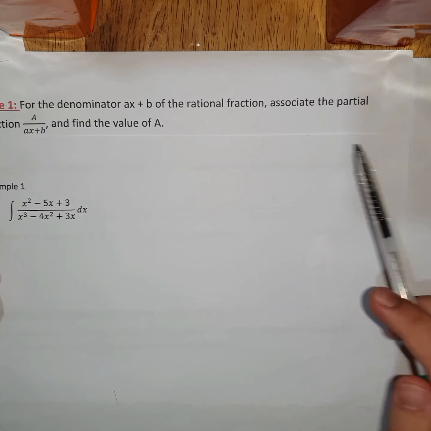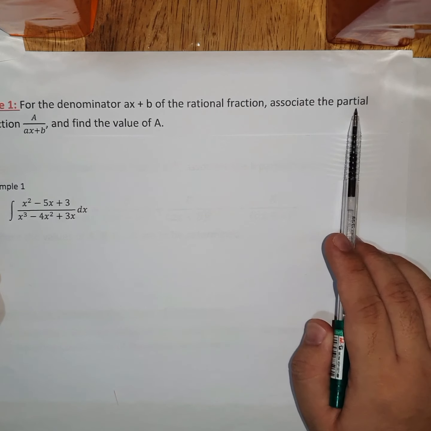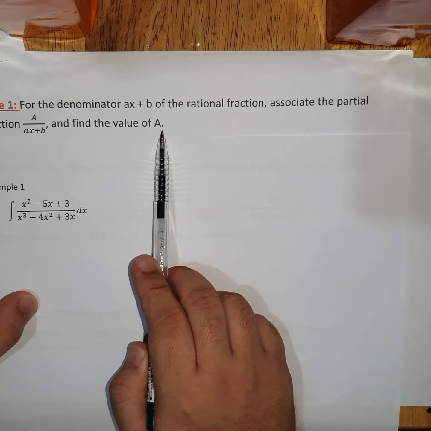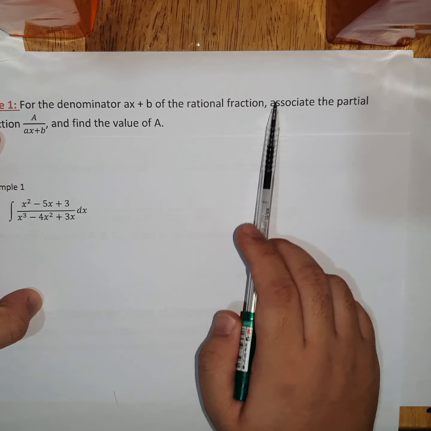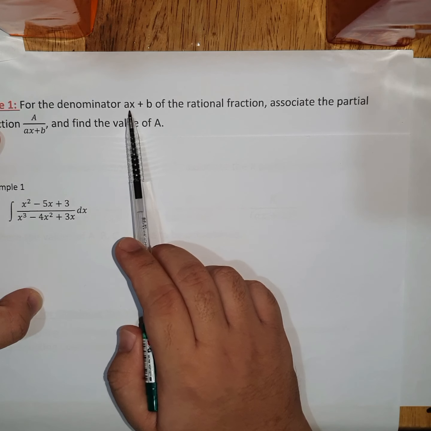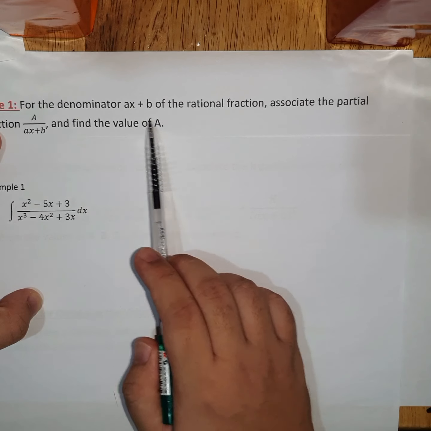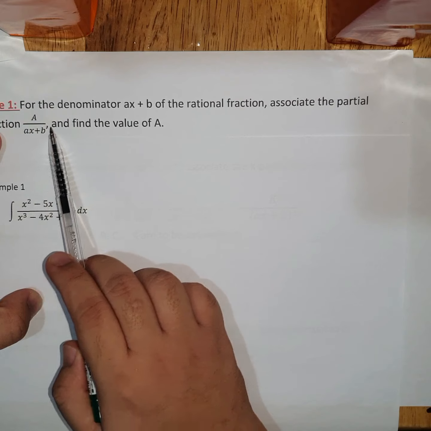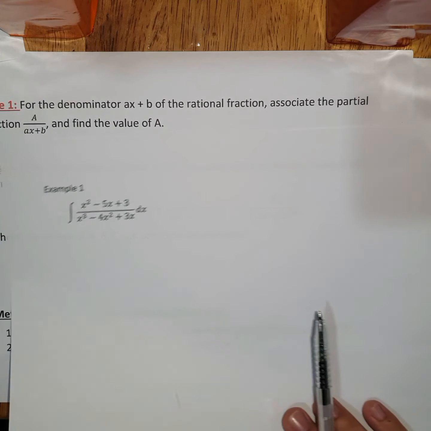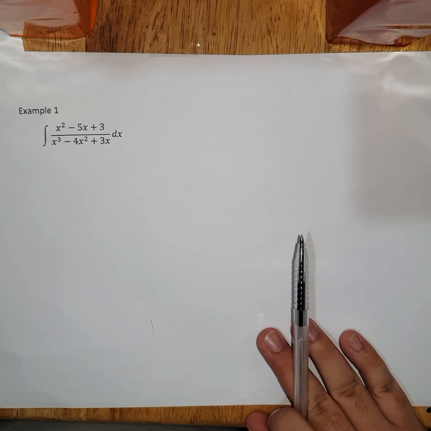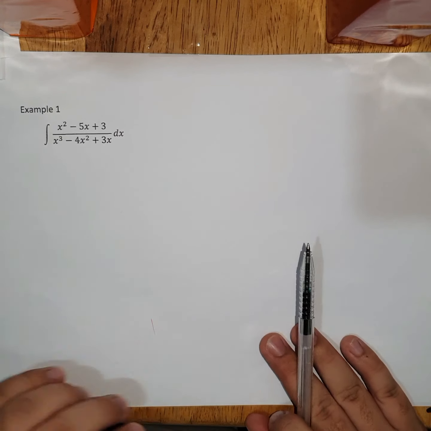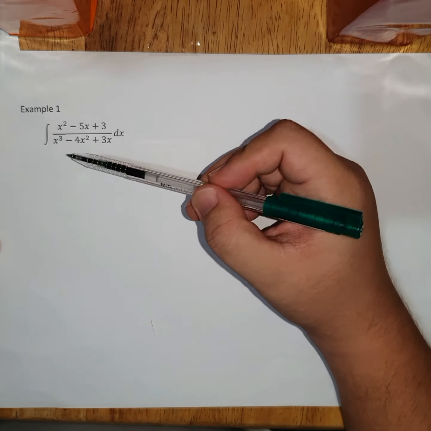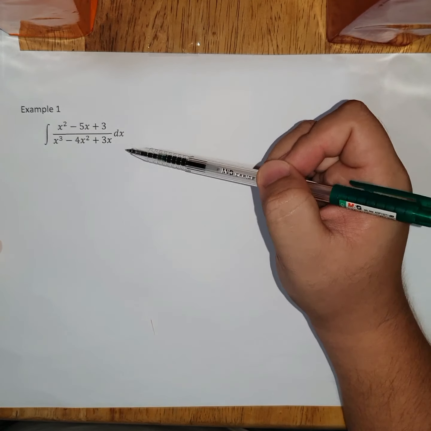So, sabi sa case number 1, for the denominator ax plus b, again, associate the partial fraction a over ax plus b and find the value of a. Ibig sabihin, sa bawat linear factor na makuha nyo, magpe-present kayo ng isang term na may ganitong form. Okay? So, paano yung ginagawa? Let's solve our first example. This is also from the book again. We have the integration of x squared minus 5x plus 3 all over x cubed minus 4x squared plus 3x.